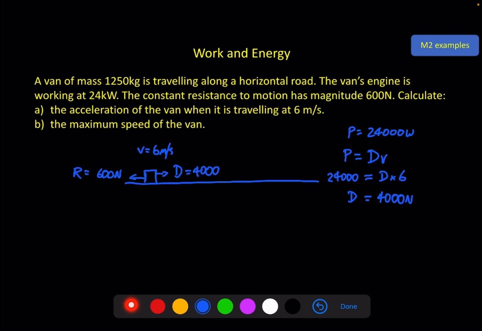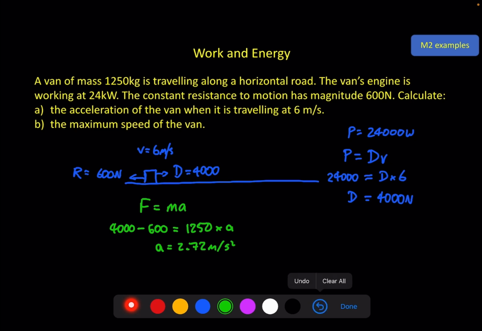Now to find the acceleration, I need the resultant force, which is the driving force minus the resistive forces. And that, as usual, has to equal the mass times the acceleration, which gives me a final answer for the acceleration of 2.72 meters per second per second. So everything on the screen there is part A. Part B is so different, I'm going to clear all of this off and start again.